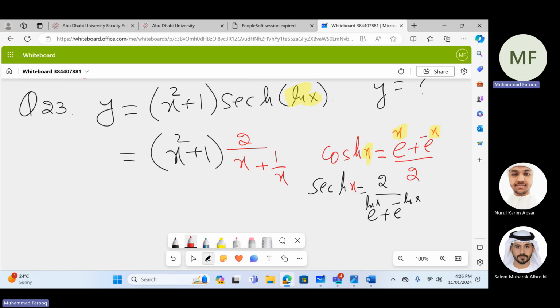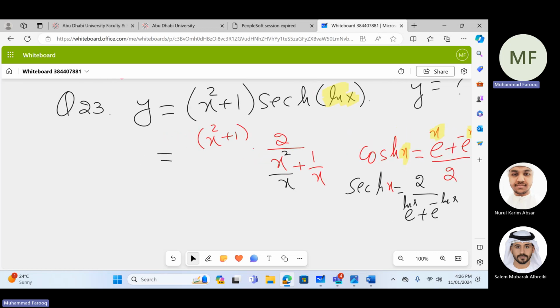I didn't start the derivative. I'm just simplifying first. How did you simplify this? First of all, I used the property. e power ln x cancels, so use the calculator if you like. Similarly e power negative ln x. This is a product: x squared plus 1 times 2 over this. Here we take a common denominator. Still, I have not started differentiation.